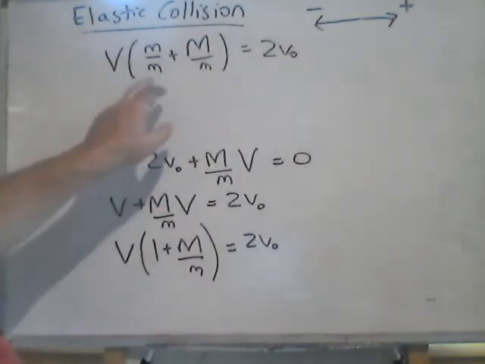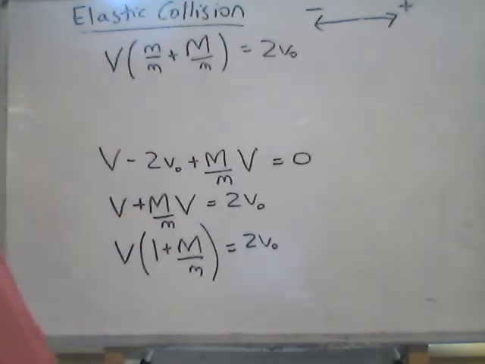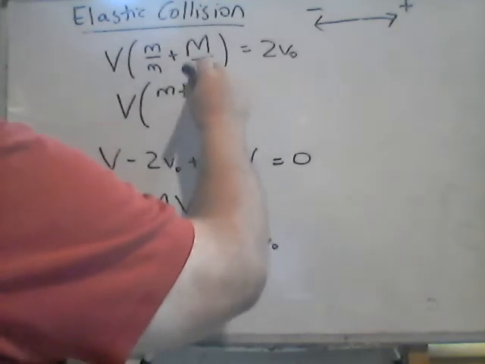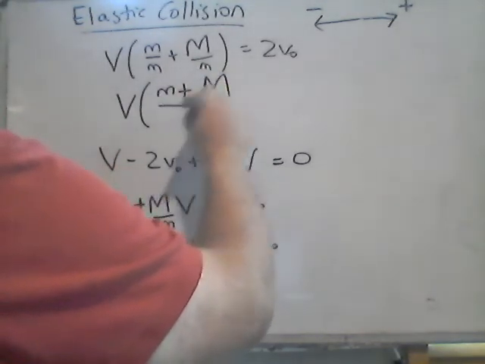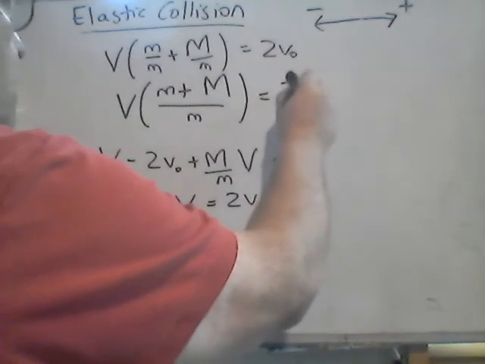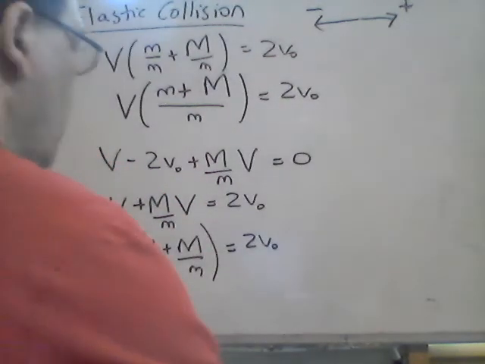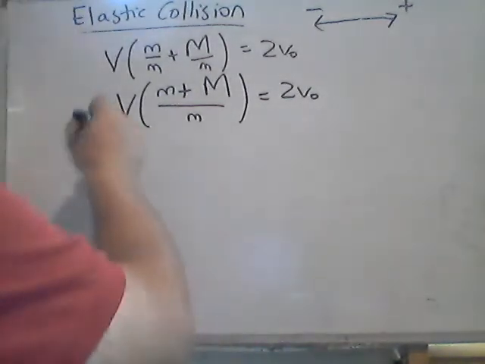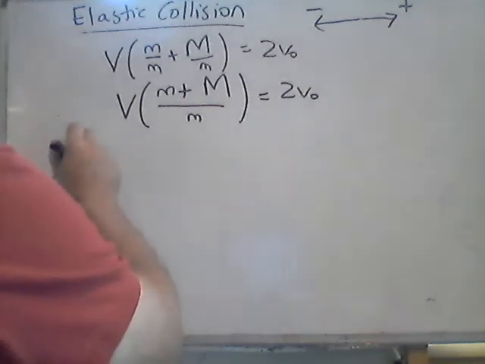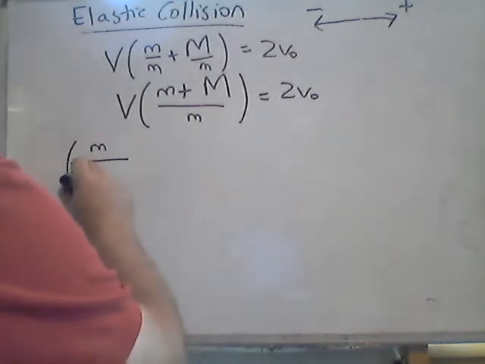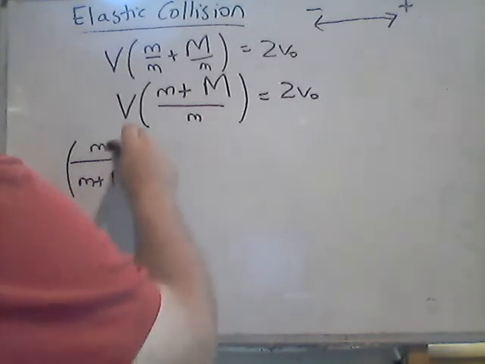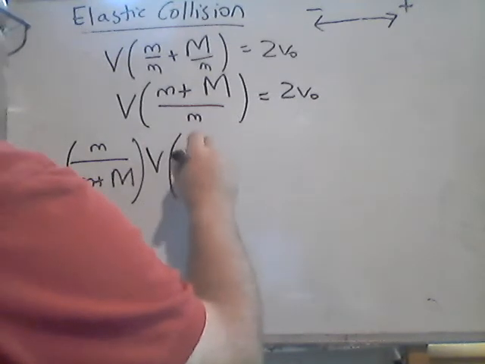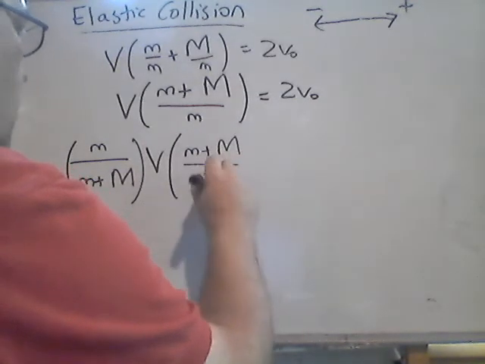And then, once you have like terms, just like fractions, you add the fractions. So big V as a quantity, little m plus big M divided by little m, is 2 V naught. And finally, I can just multiply by the multiplicative inverse of each side. I can multiply on either side of an algebra equation by whatever I want. So I have little m over little m plus big M times V times little m plus big M over little m.